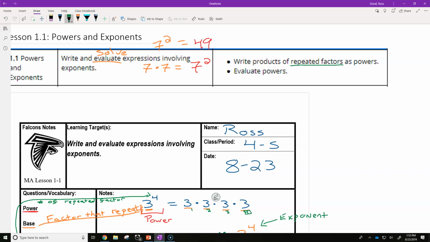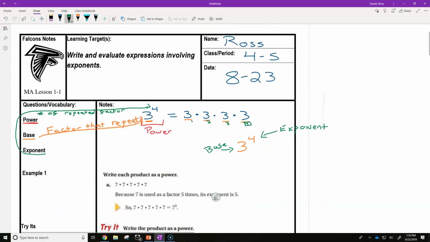So, I'm going to take repeated factors and I want to write them as powers. Can anyone give me an example of any powers? 7 to the power of 2. 13 to the power of 67. 8 to the power of 4. Those are all powers. So we're going to take a repeated factor and we're going to write it as a power.